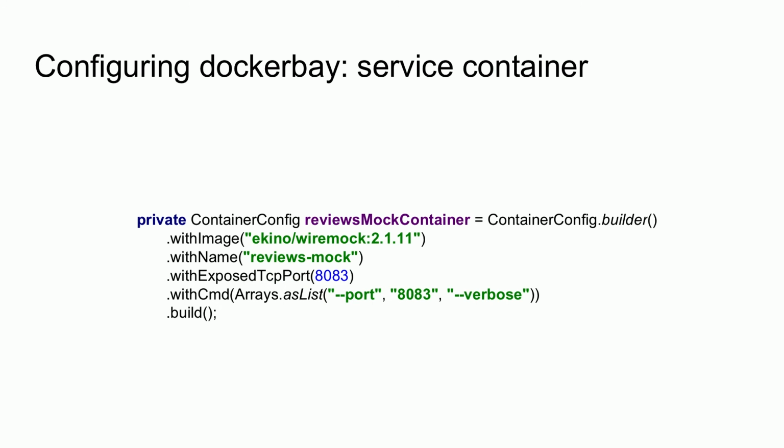And this is the reviews mock container. We run WireMock actually to mock this service. So that's why the container name is wiremock version 2.1.11. We give it a name, reviews mock, and we also add some command. When we start WireMock, this will be added to the start command. So WireMock will start inside the container on port 8083.